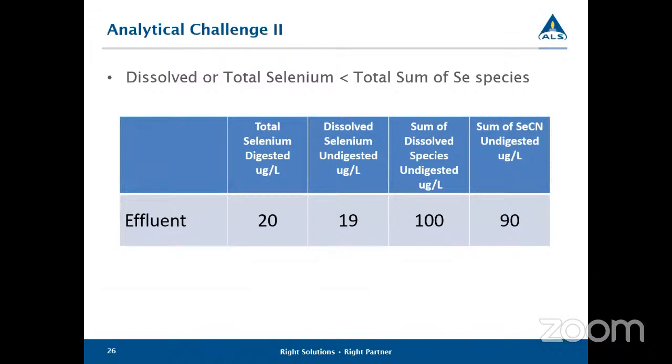Another challenge, and this is a challenge from selenium samples, typically from oil refinery wastewater, where we see, in this case, a total selenium of 20 micrograms per liter and a dissolved selenium of 19 micrograms per liter. However, when we did speciation analysis, the sum of the observed species was far greater than what we were getting for total or dissolved selenium.